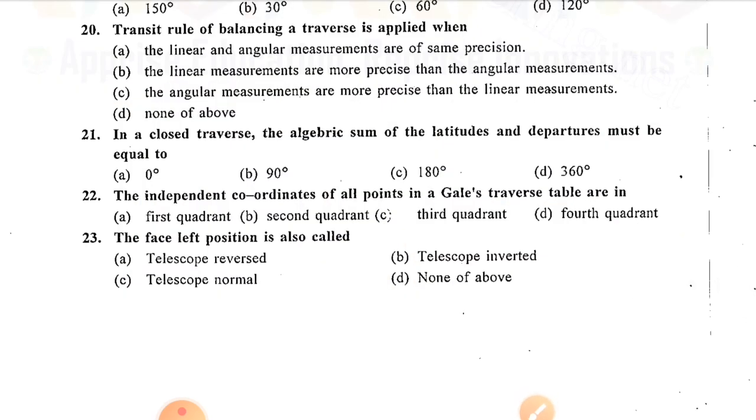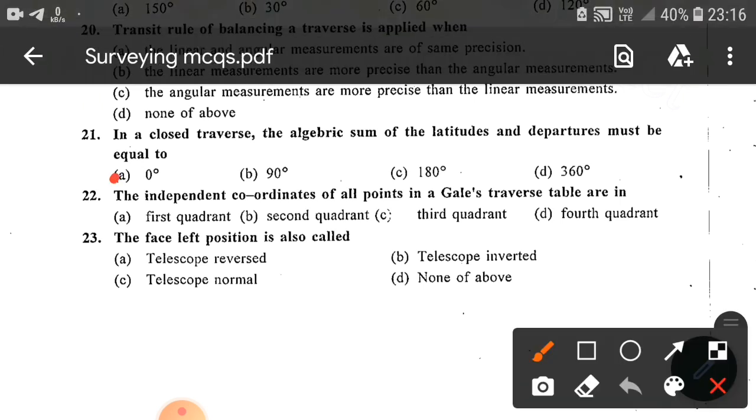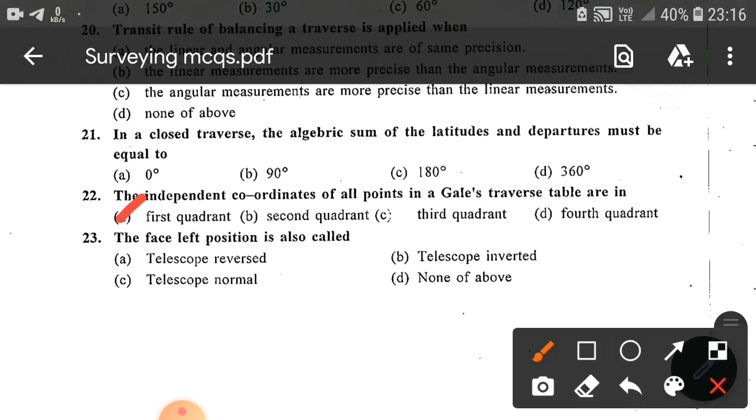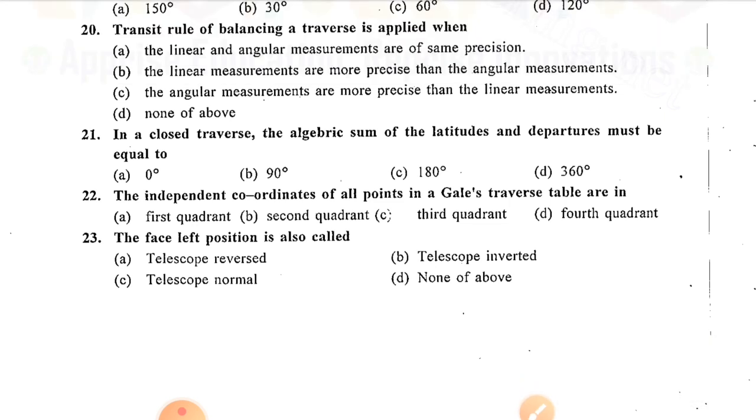Question number 21, in a closed traverse, the algebraic sum of the latitudes and departures must be equal to. Option A is correct, 0 degree. Question number 22, the independent coordinates of all points in a Gale's traverse table are in. Option A is correct, first quadrant. Question number 23, the face left position is also called. Option C is correct, telescope normal.